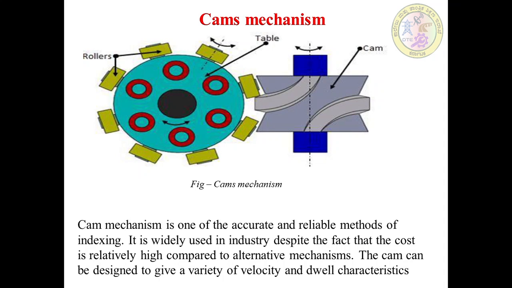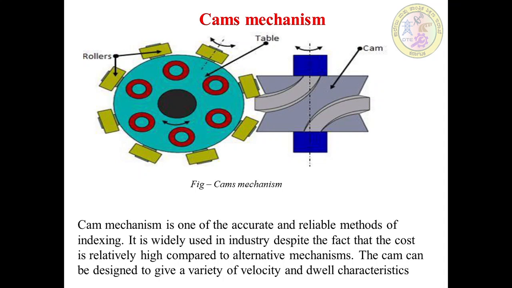Next, the cam mechanism. The cam mechanism is one of the accurate and reliable methods of indexing. It is widely used in industry despite the fact that the cost is relatively high compared to alternative mechanisms. The cam can be designed to give a variety of velocity and dwell characteristics. The follower of the cams used in indexing mechanisms has a unidirectional rotary motion rather than an oscillating rotary motion, which is usually the case of axial cams.